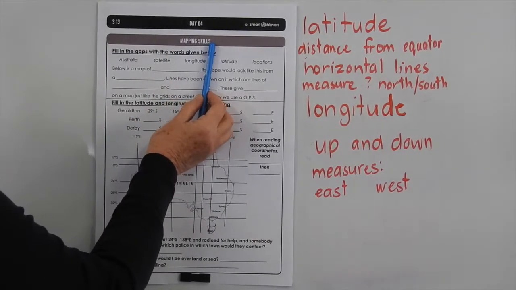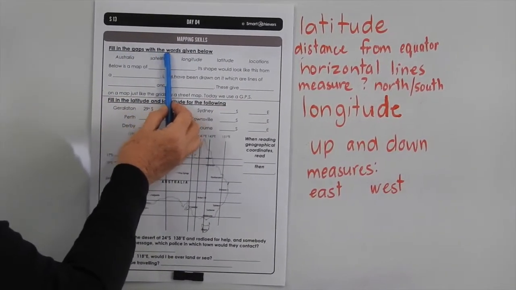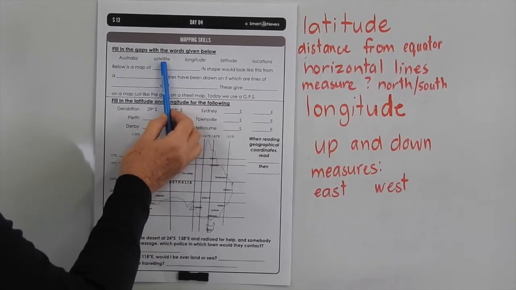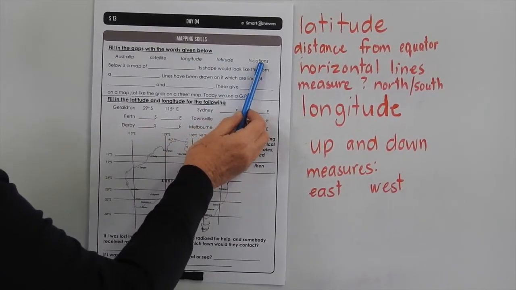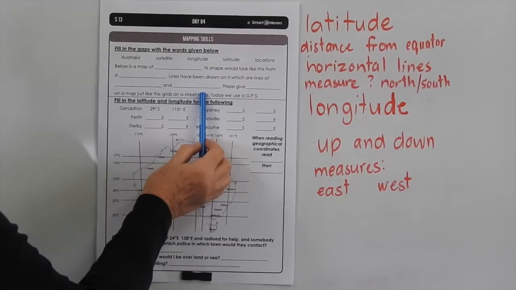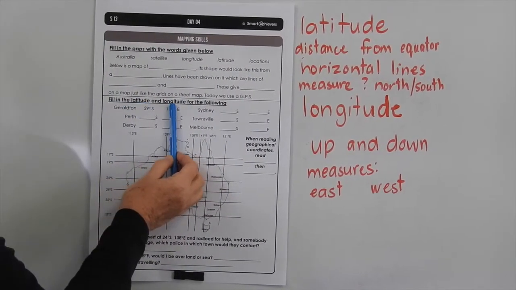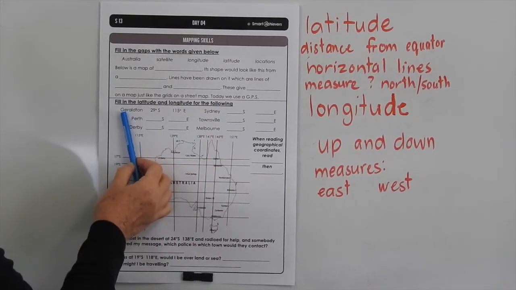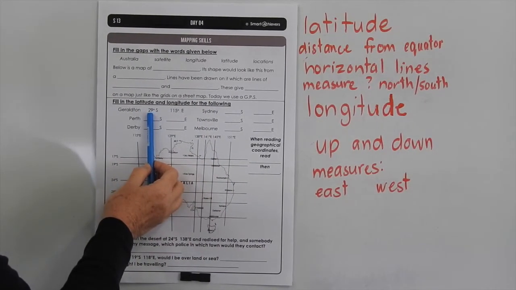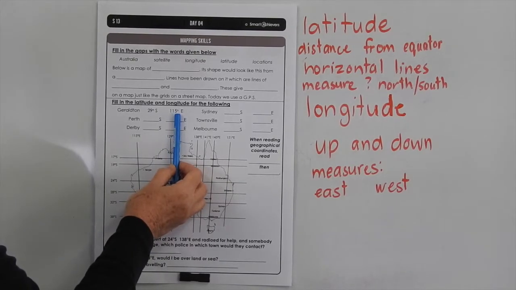Here we're doing some mapping skills. So first of all, you have to fill in the gaps with the words given below: Australia, satellite, longitude, latitude and locations. So you can work that out to fill in those spaces. Then here you have to fill in the latitude and longitude for the following. So we've got Geraldton. Now it's 29 degrees south and 115 degrees east.